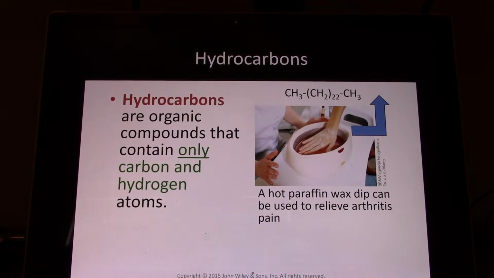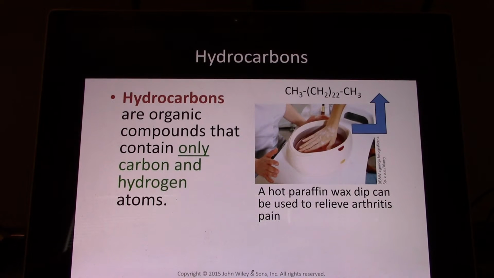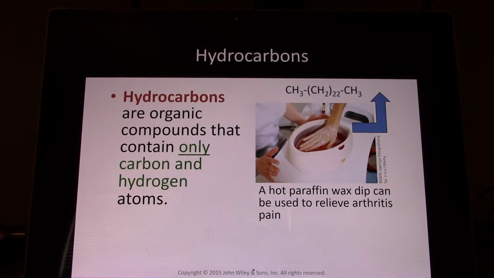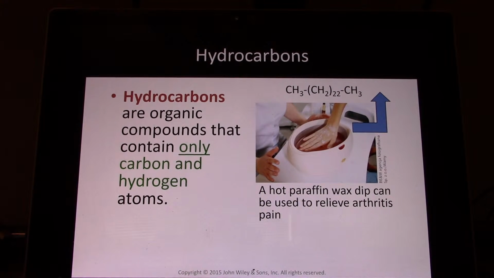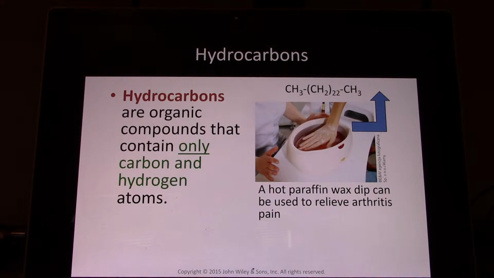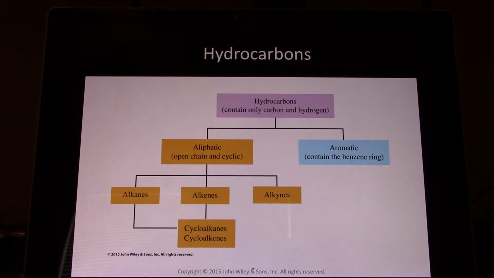Hydrocarbons are organic compounds that contain only carbon and hydrogen, nothing but carbon and hydrogen. So example, hot paraffin wax. And it's not really a wax, it's just a hydrocarbon. Waxes are extremely big esters, so there are oxygen atoms in a wax, whereas paraffin is just a really pure big hydrocarbon. So it's just carbons and hydrogens.